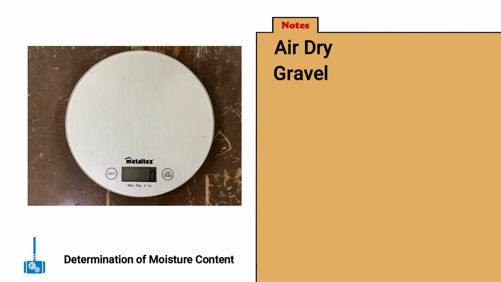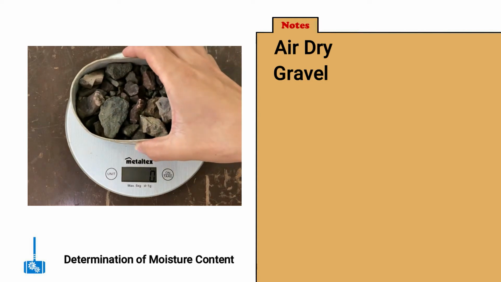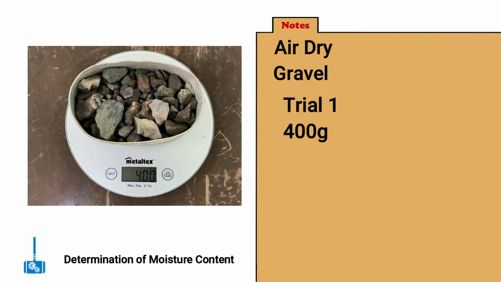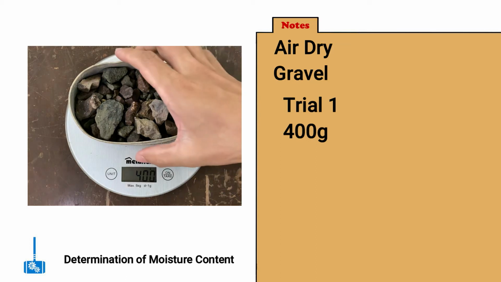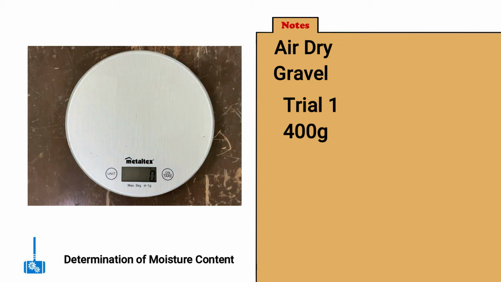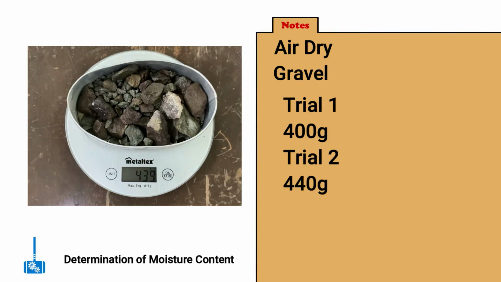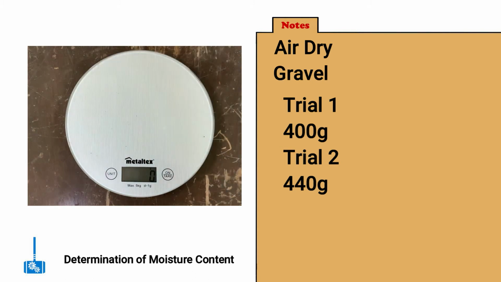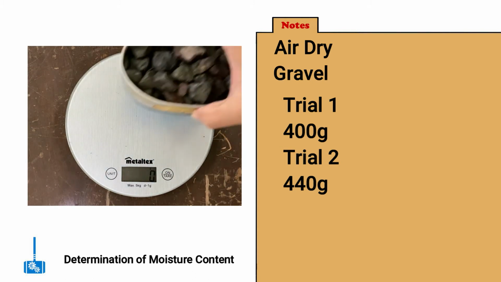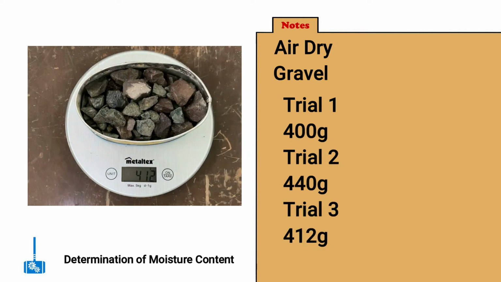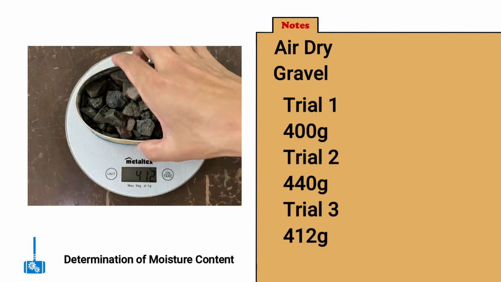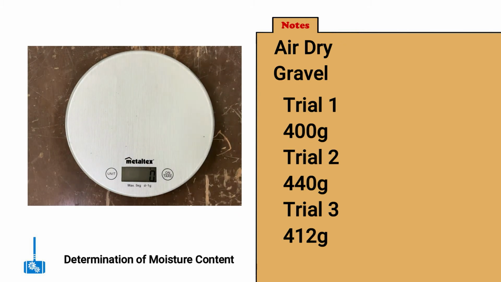Okay, so we're going to measure our first aggregate. So this is the moist aggregate. The first one would be 400. Second one would be 440. And our last trial would be 412. Okay, so later on we're going to put it in the oven.